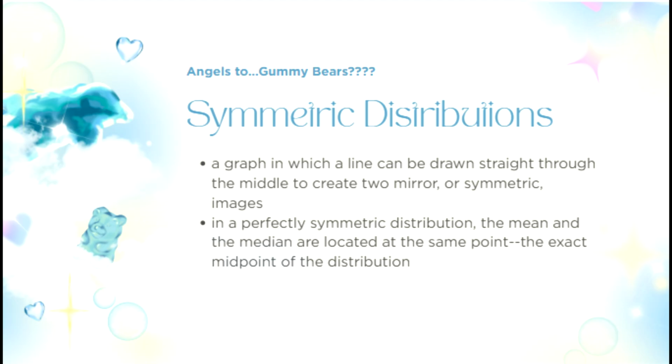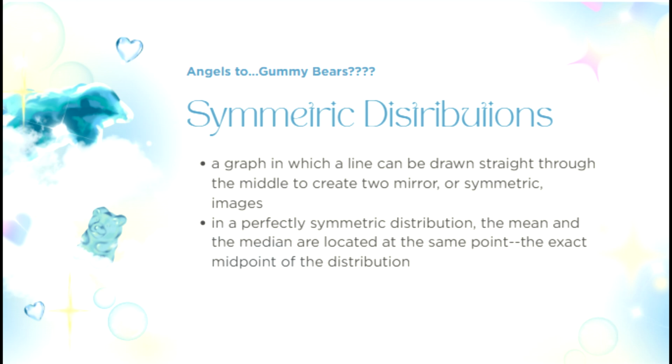Let's do a quick review. Symmetric distributions are when a graph has a line that can be drawn straight through the middle to create two mirror or symmetric images. I've always described this as being able to fold the graph in half and everything lines up perfectly, like when you fold a paper in half and draw half a heart and then cut it out, you have a perfectly symmetrical heart.